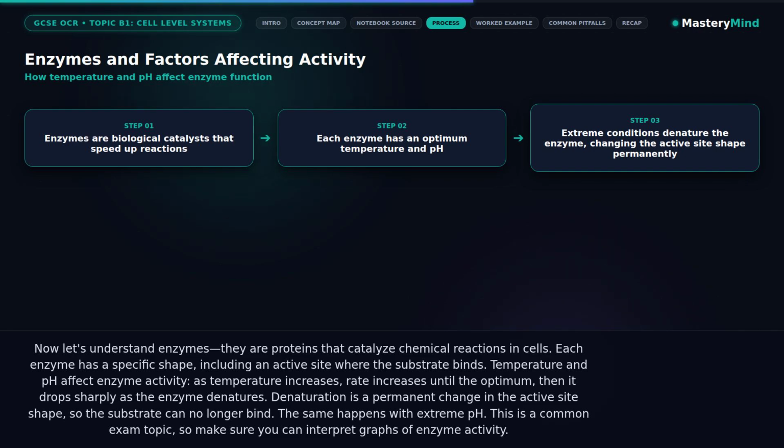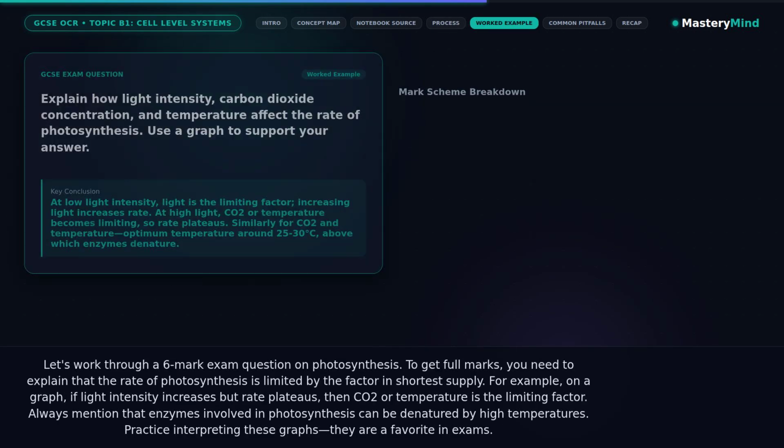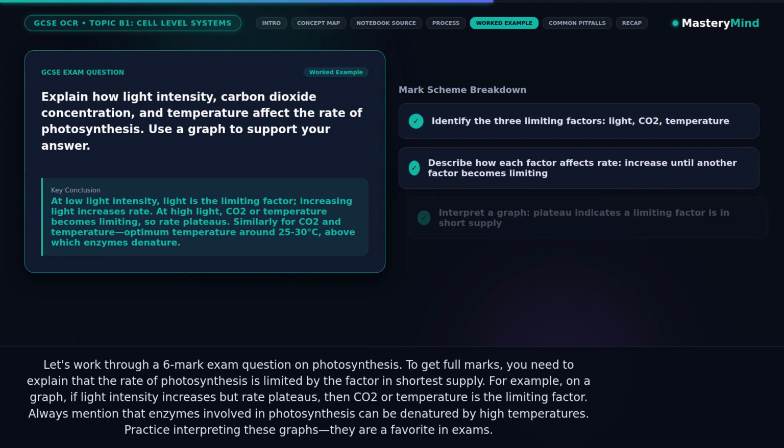Let's work through a 6-mark exam question on photosynthesis. To get full marks, you need to explain that the rate of photosynthesis is limited by the factor in shortest supply. For example, on a graph, if light intensity increases but rate plateaus, then CO2 or temperature is the limiting factor. Always mention that enzymes involved in photosynthesis can be denatured by high temperatures. Practice interpreting these graphs. They are a favorite in exams.